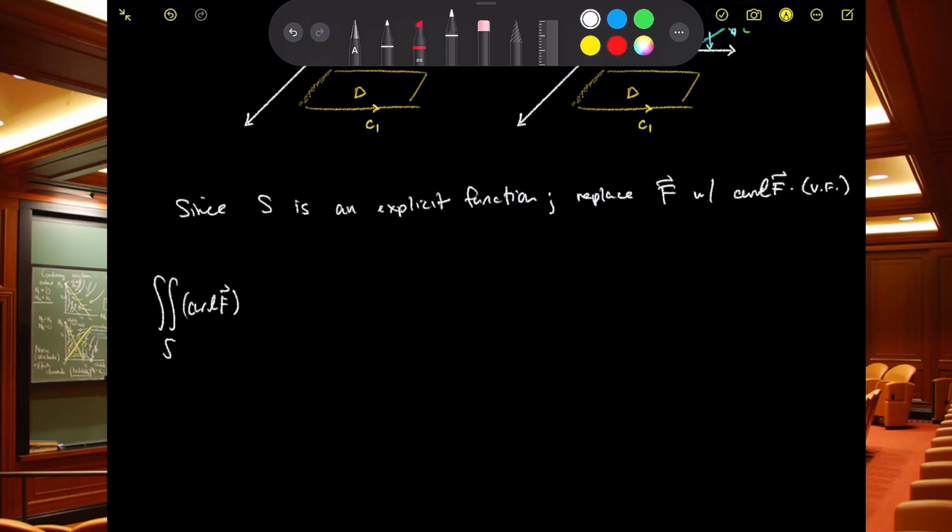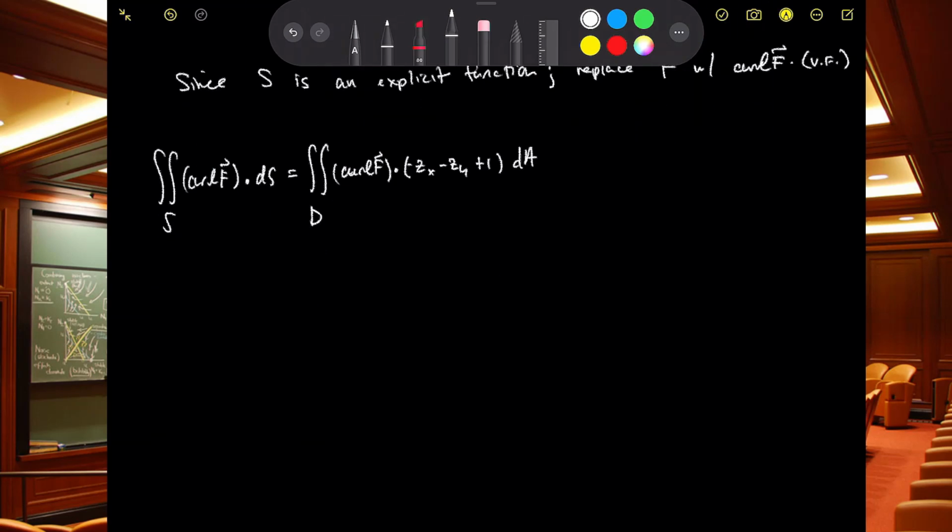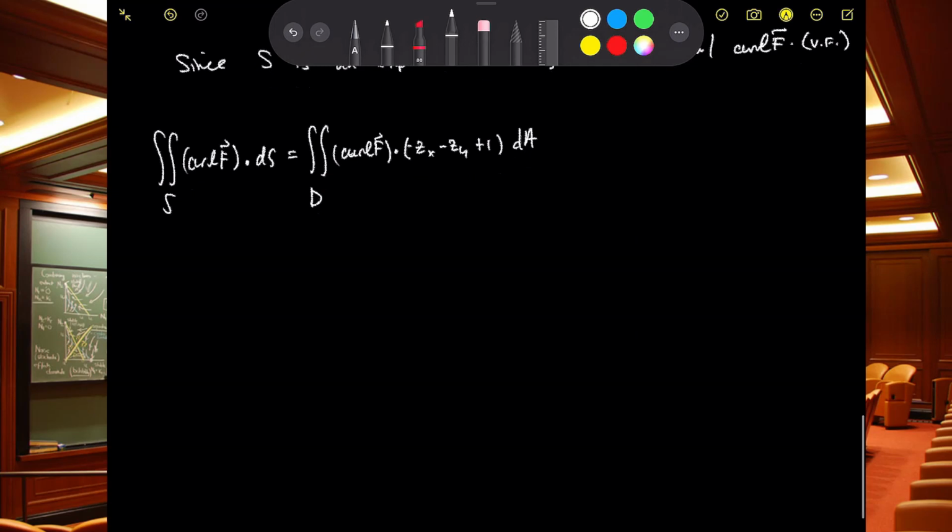we said if it was a surface integral of a vector field dot dS, then we're able to take the double integral over the region of that vector field, here it's curl F, dotted with negative z sub x, negative z sub y, plus 1, dA. Right? So it's just a dot with each of these components. And so what do we get?